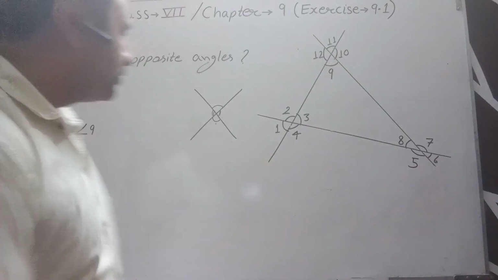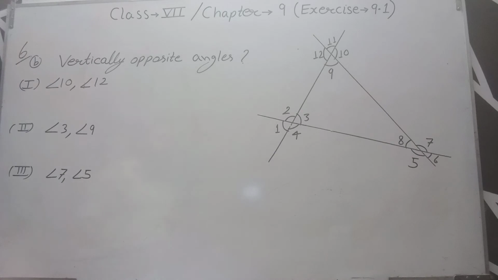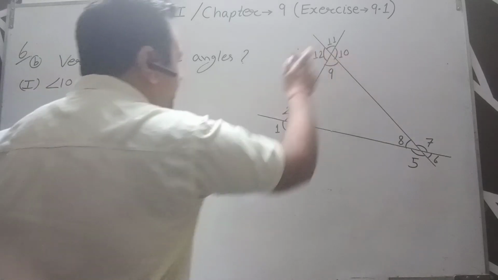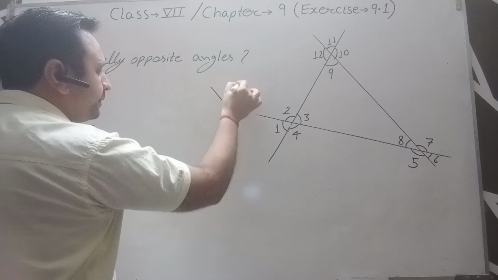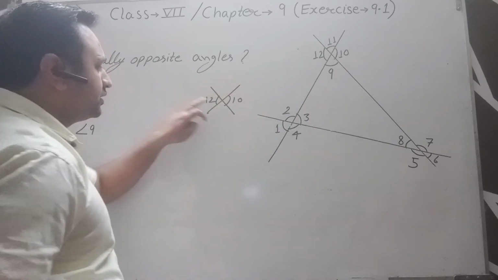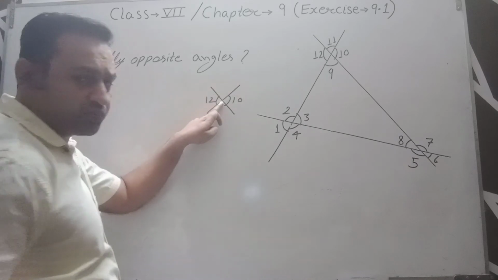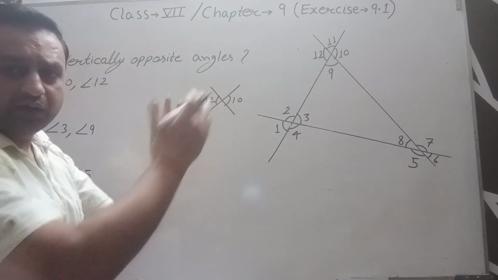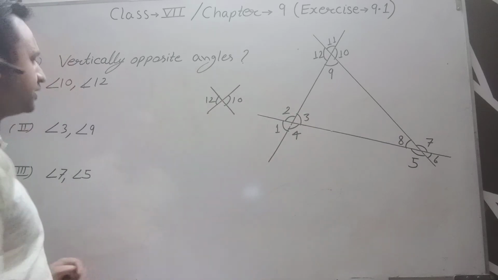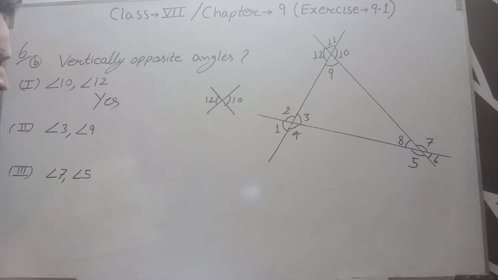Now we consider angle 10 and angle 12. These two angles are like this. And obviously we can say that in both angles, two lines intersect each other at this point and these angles are opposite to each other. So these angles are vertically opposite angles, yes.